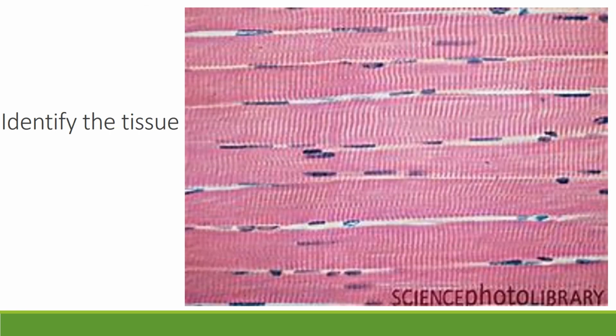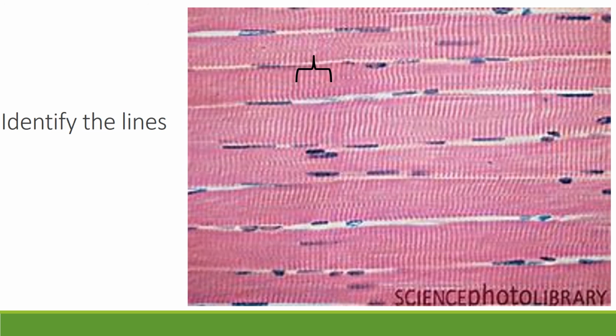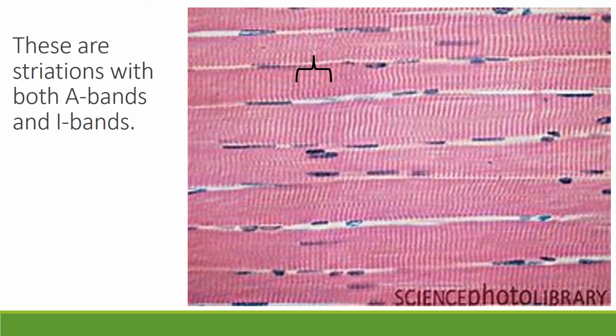Please identify this tissue. This is skeletal muscle. You can see the long fibers with no branching and the striations as well as the peripheral nuclei in this slide. Please identify the lines indicated. Notice it's a mixture of dark and light lines. These lines are known as striations and contain both A bands and I bands, or light and dark bands.